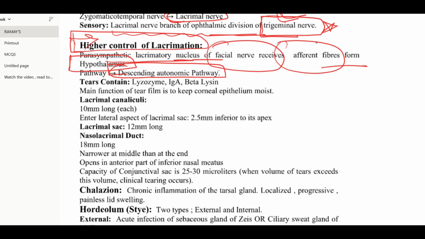What is present in the tears? Tears mainly contain lysozyme, immunoglobulin A, and beta lysine. Main function of the tear film is to keep the corneal epithelium moist.